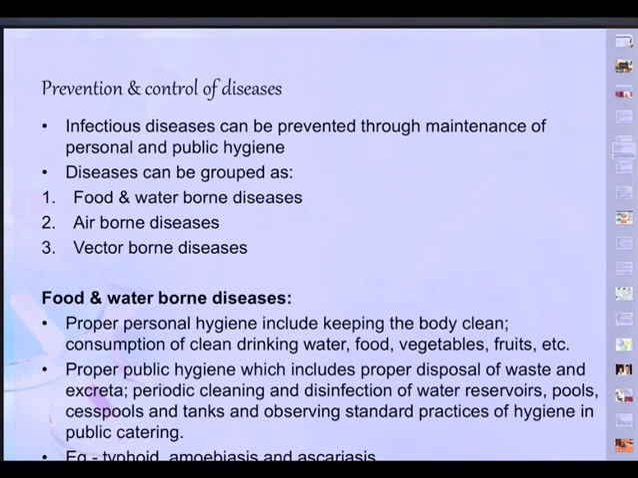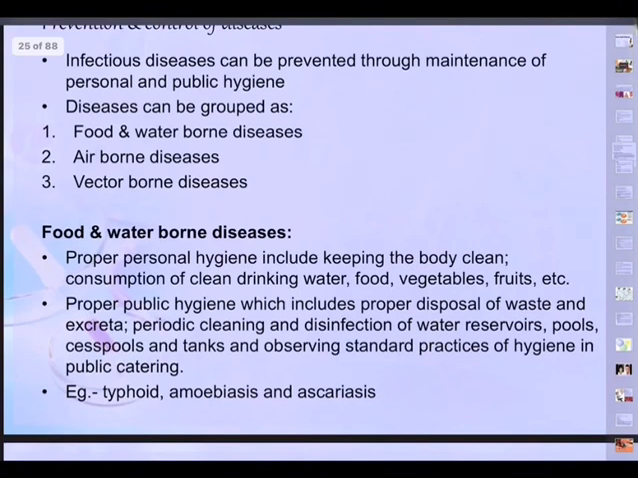So, prevention and control of diseases. We know the various sources through which disease comes. So if we can make those sources clean or avoid them, we are okay. So infectious disease can be prevented through maintenance of personal hygiene. This is most important, and public hygiene. So diseases can be grouped as food-borne and waterborne diseases, second, airborne diseases, third, vector-borne diseases. So if we can control these sources, good food, clean water, good air, without any vector, I think we will be successful in not having any diseases.